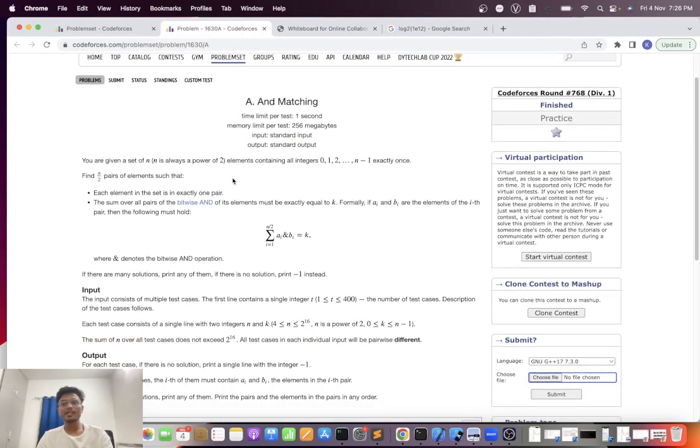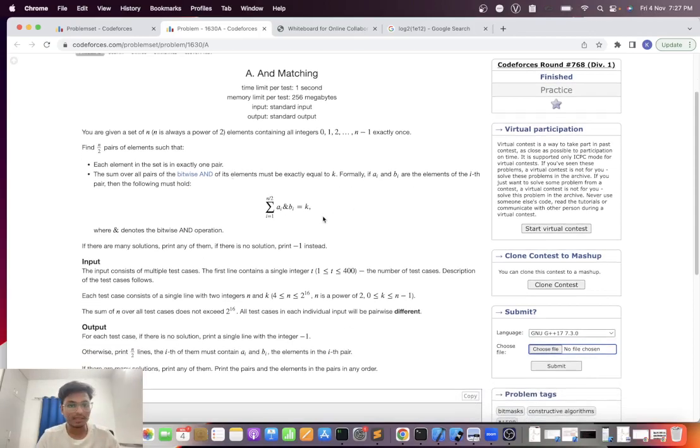This is the last problem of the day. You are given a set of n elements, where n is always a power of 2, containing all numbers from 0 to n minus 1 exactly once. Find n by 2 pairs of elements such that each element is in exactly one pair, and the sum over all pairs of the bitwise AND of its elements must be equal to k. Formally, if a_i and b_i are the ith pair, then the sum over all n by 2 pairs is k.